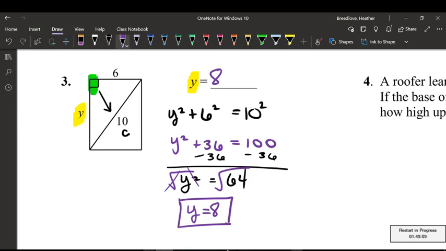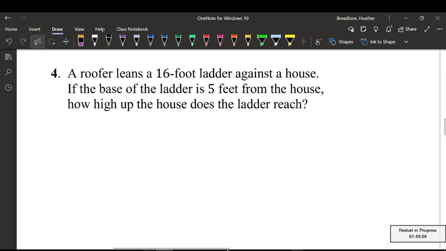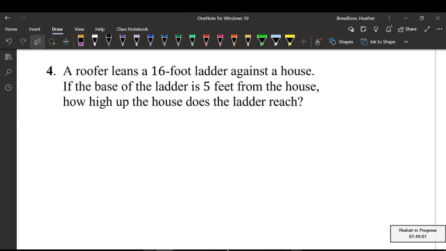Okay. The next one is a word problem. We have a roofer leans a 16-foot ladder against a house. Okay, so you can kind of imagine what that's looking like. The base of the ladder is 5 feet from the house. How high up the house does the ladder reach? You really, really, really need to draw a picture when you do these problems. And we're going to have a lot of this kind of thing. So first, it doesn't have to be a very detailed picture. It could be just a triangle. You know it's going to be a triangle because we are in a section about special triangles.